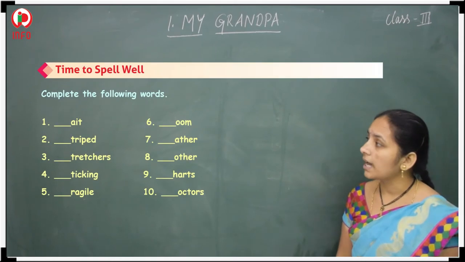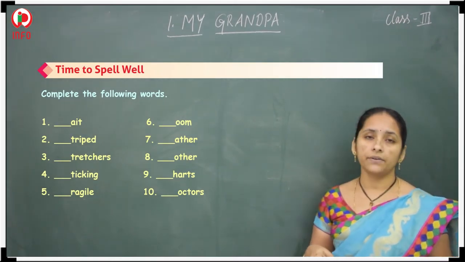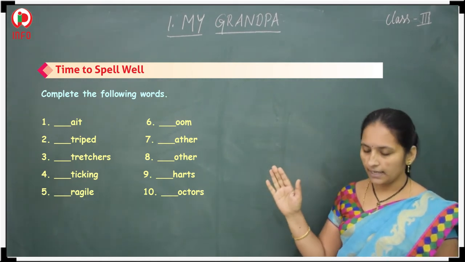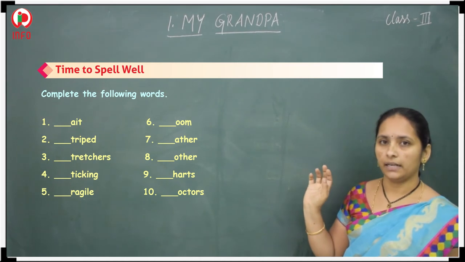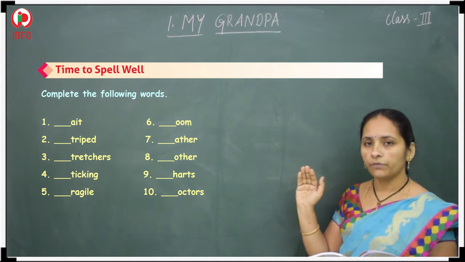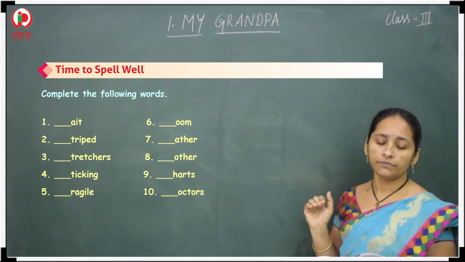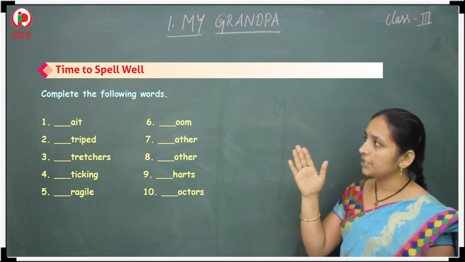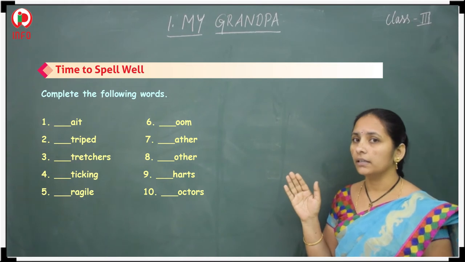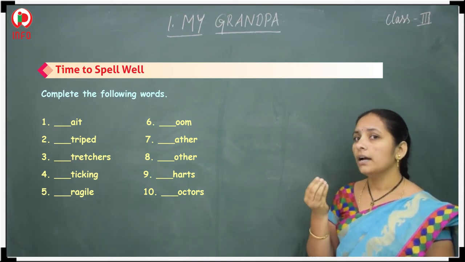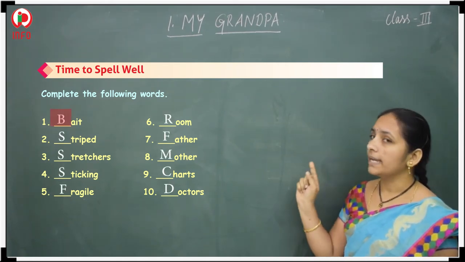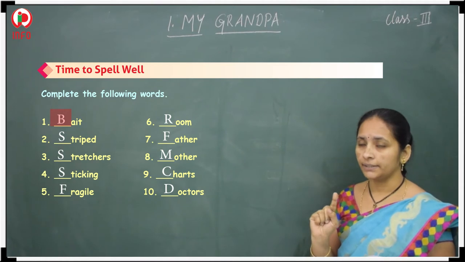And now see this, children. Complete the following words they gave. In each word, they missed the first letter. Those letters they mention here separately, so from this we should take it and find the suitable word. The first one, dash A-I-T. Which one is suitable here? The food they have given to the fish by keeping it on the hook, that is nothing but bait. B-A-I-T is called bait.